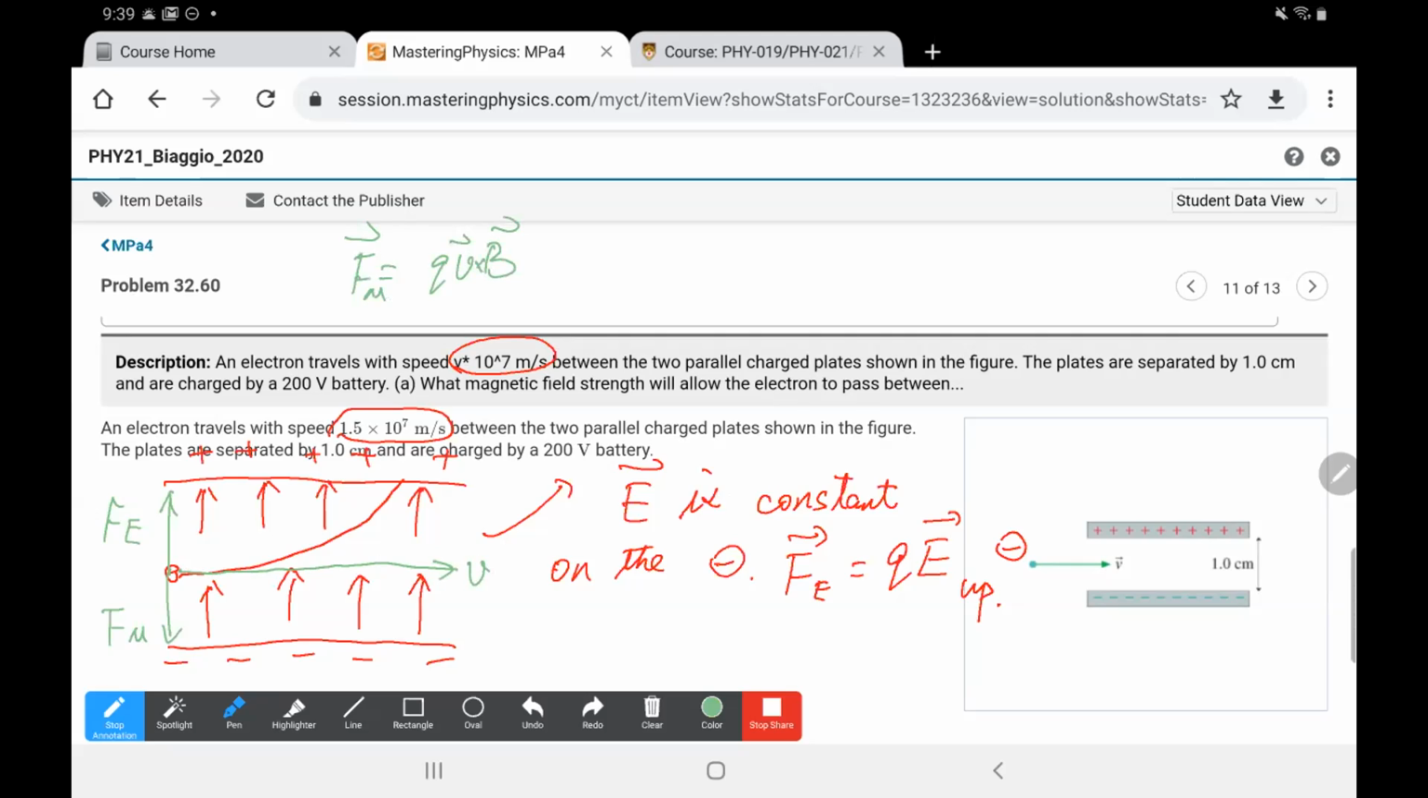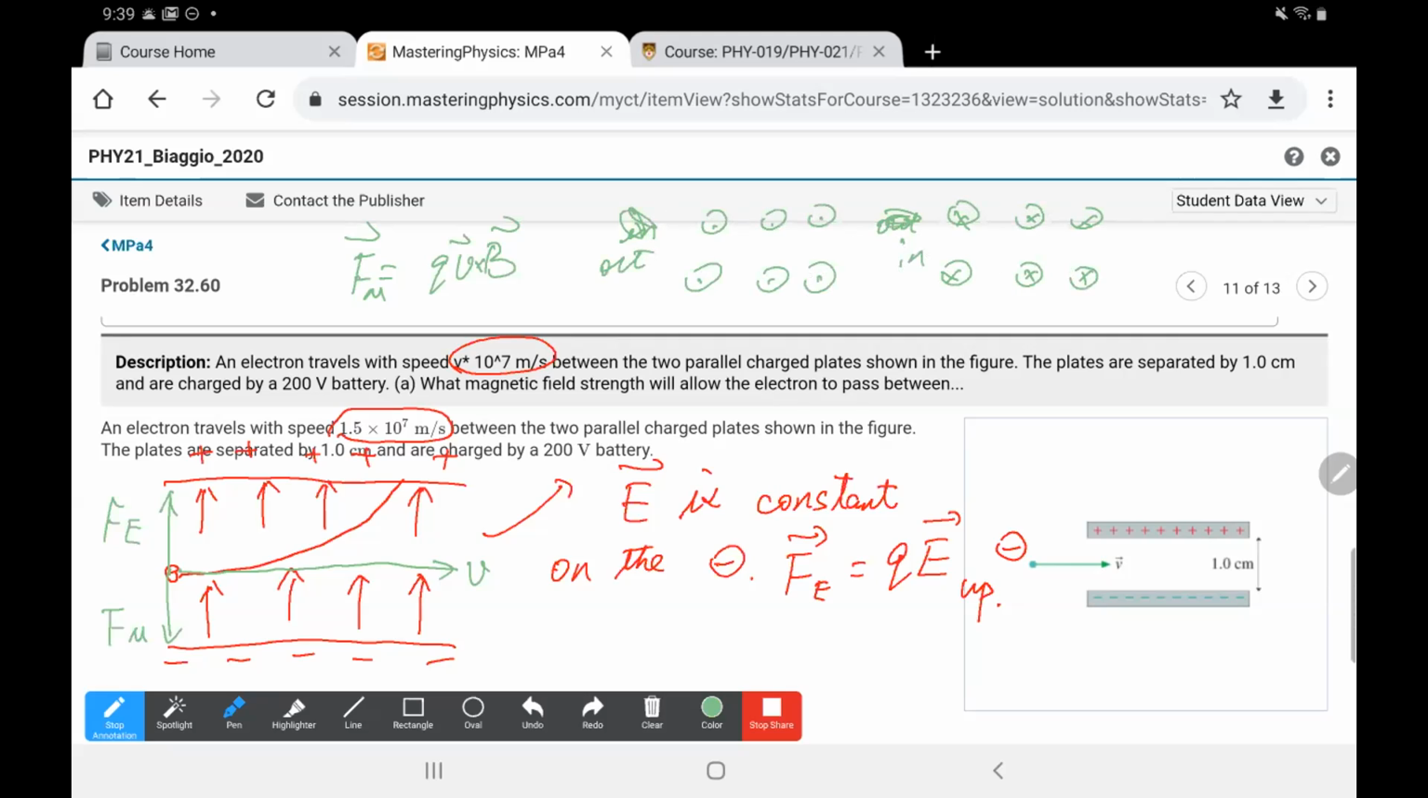We need a force perpendicular to the velocity and also perpendicular to the magnetic field. So we have two options. The magnetic field, one goes in or goes out. Yeah, let's discuss these two cases separately. If the magnetic field goes in, oh shoot, I got it wrong. This goes out. This goes in.